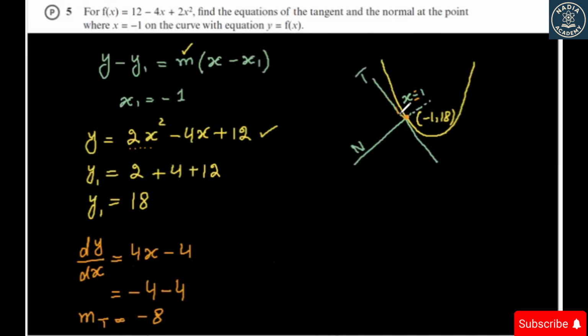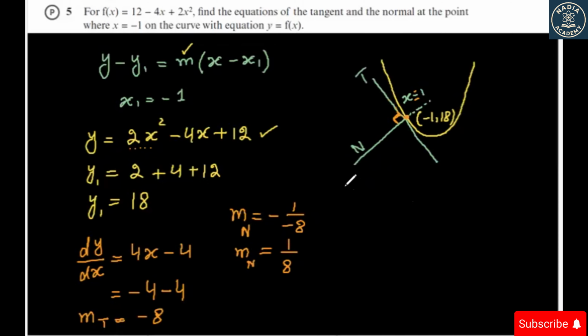Now we know that the normal line is orthogonal to the tangent, meaning it is at 90 degrees, it's perpendicular. So we know that the gradient of the perpendicular line is the negative reciprocal of the gradient of the tangent, so -1 over -8. So the gradient of the normal line is 1 over 8. Now you can find very easily the equation of the tangent and the equation of the normal.